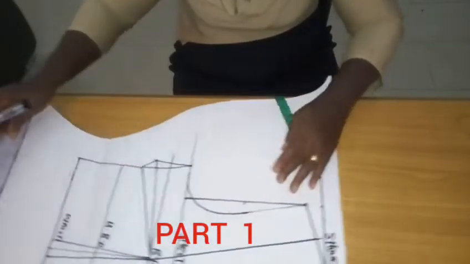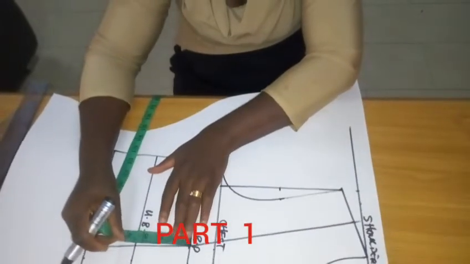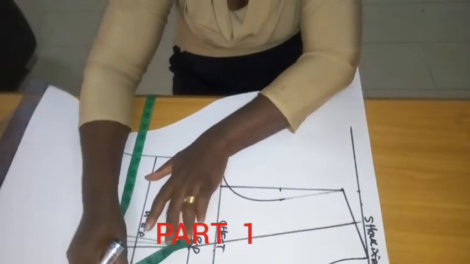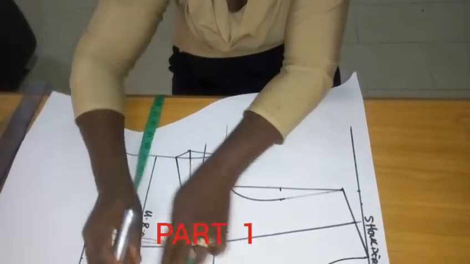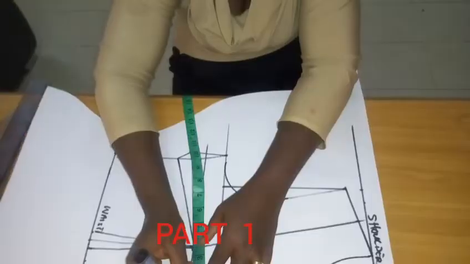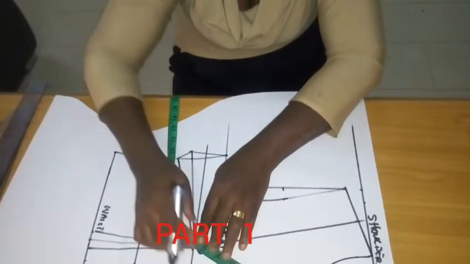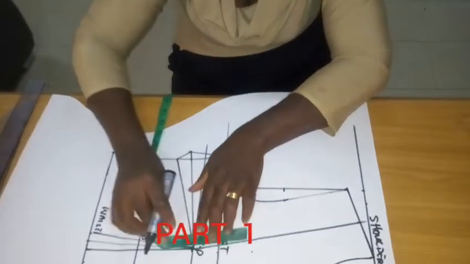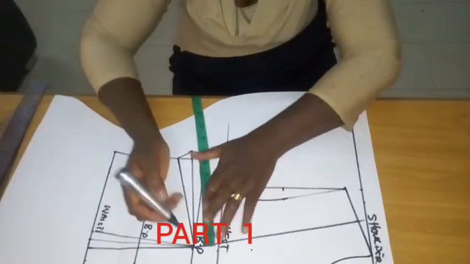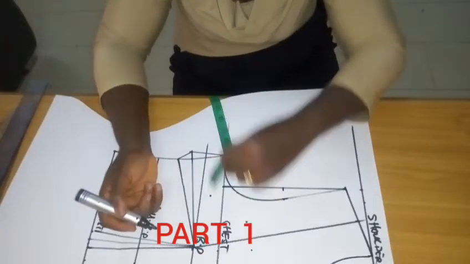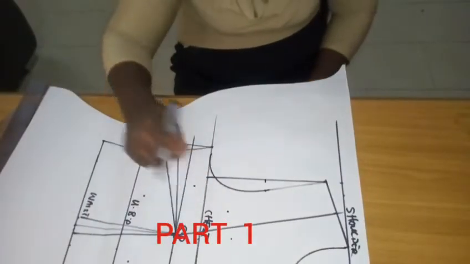Can you see that? After that is done, the next thing we are going to do is to take the difference of bust point and under bust. Whatever your bust point and your under bust is, just take your tape around like this, okay? This helps us in so many things. It helps you to determine your neckline appropriately. It helps you to also pad your dress appropriately. So now we've determined the neckline.